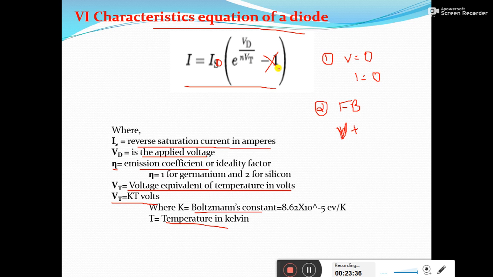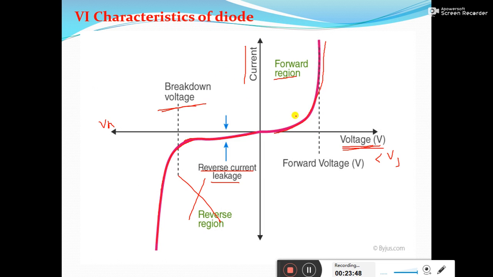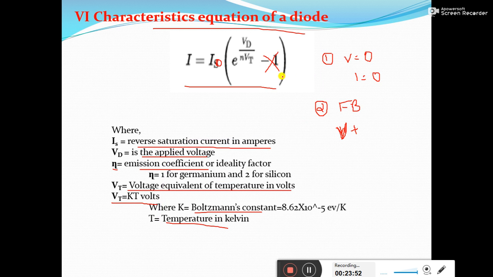E to the power of any positive term is very much greater than 1 in the sense this entire term can be omitted, and simply it can be represented with an equation I equal to I naught into e to the power of Vd divided by eta Vt. And as we have seen, there is an exponent increase in the current here in the forward bias. Exponent increase in the sense here there is an e to the power of term, means this is an exponent in nature, and second condition is also satisfied.